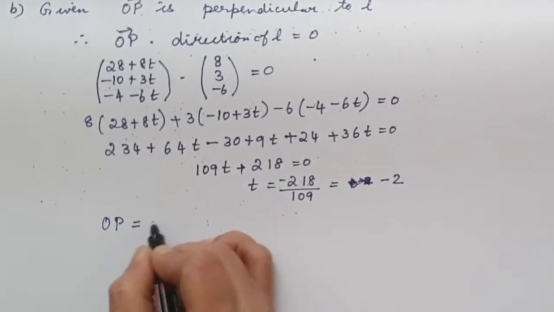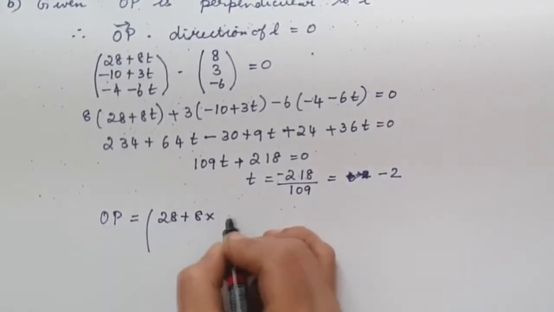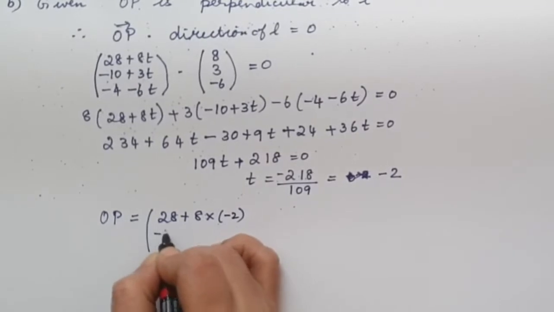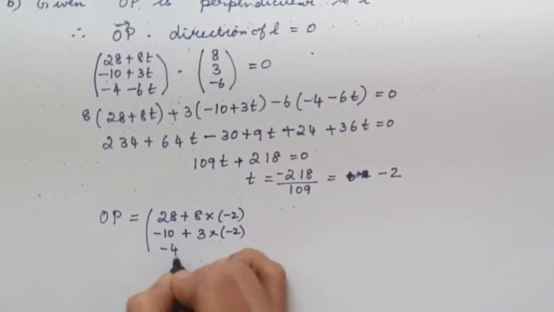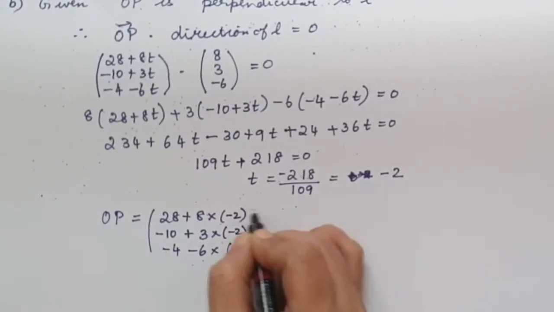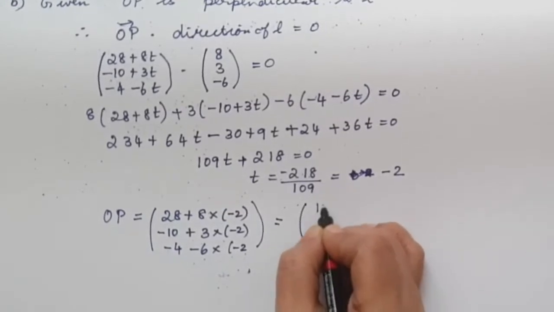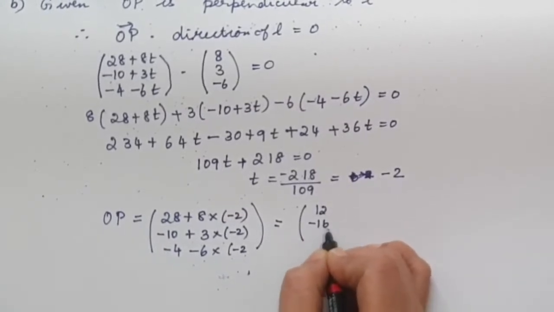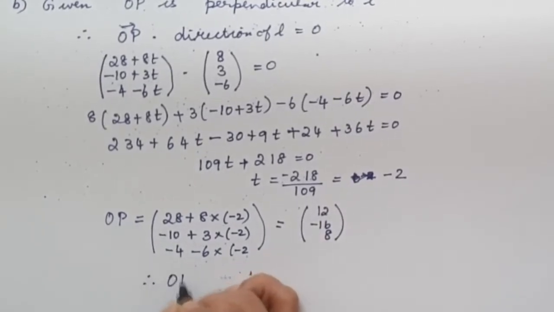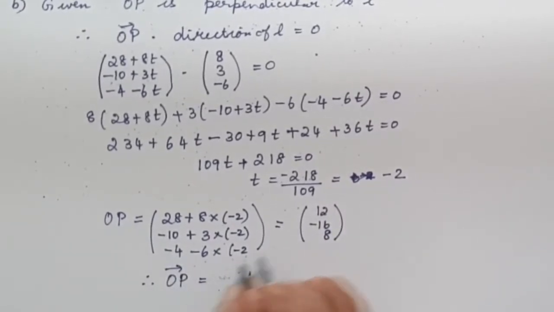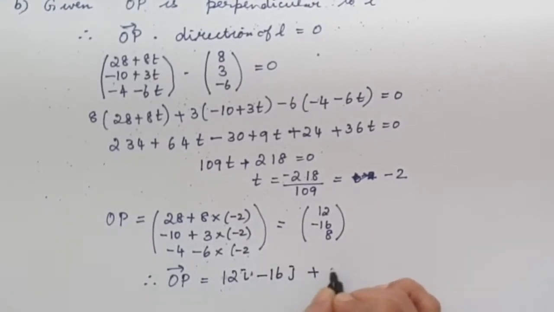Now substituting this value of t as minus 2 in OP, we get OP will be equal to 28 plus 8 into minus 2, minus 10 plus 3 into minus 2, then minus 4 minus 6 into minus 2. So when you simplify it, we get our answer as 12, minus 16 and then 8. So therefore, the position vector OP will be equal to 12i minus 16j plus 8k.